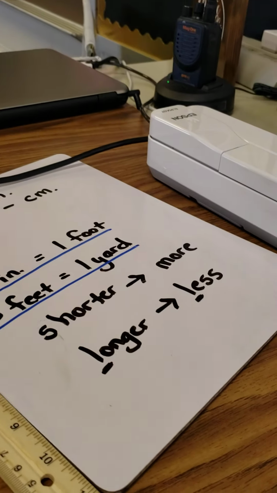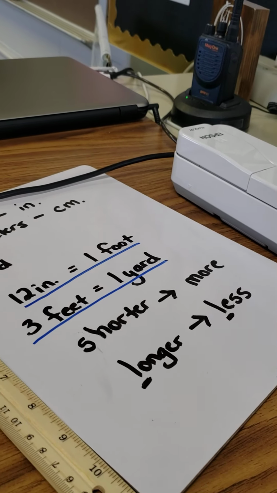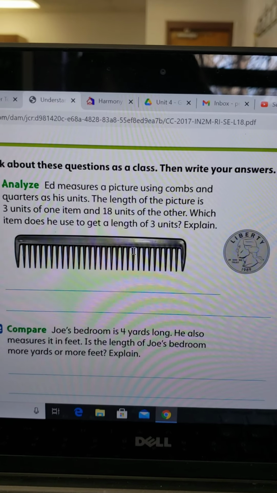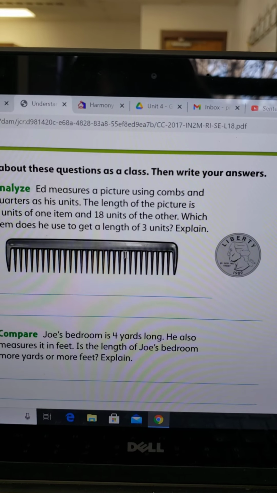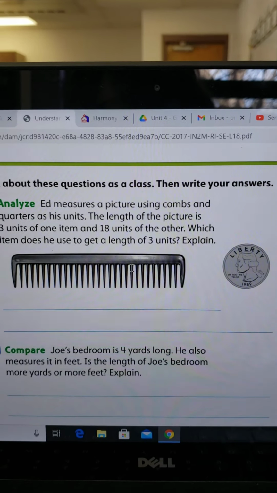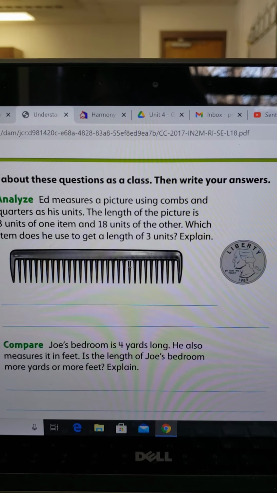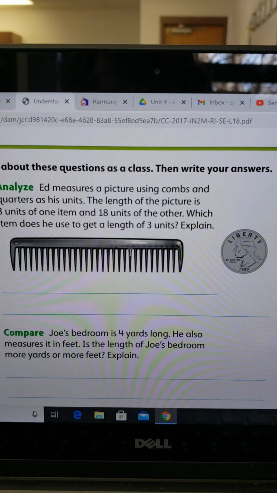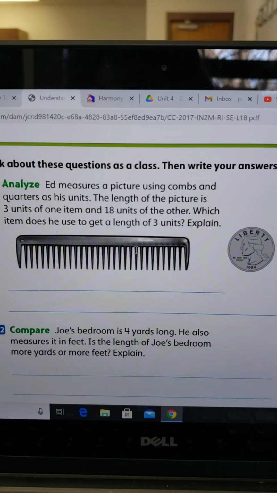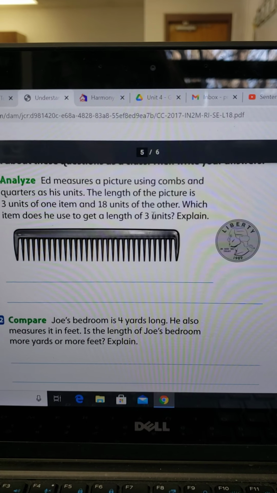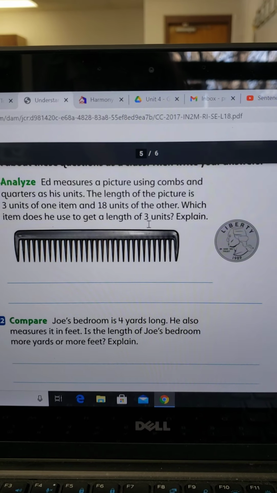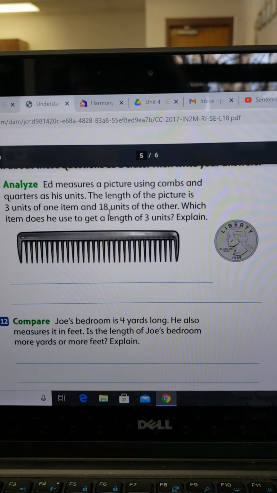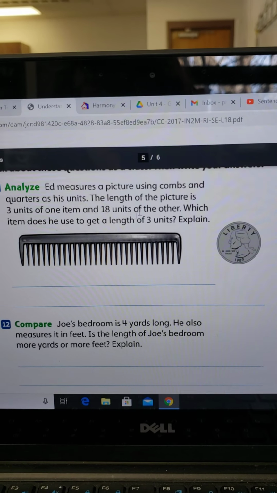Let's take back over here. Longer. Less. Is my comb longer? Or is this quarter longer? Which one is longer? Good. The comb is longer, so it's going to take less of them to measure something. Since 3 is less than 18, I know that it would probably take the comb only 3, and it would probably take the quarter 18 to measure a picture.